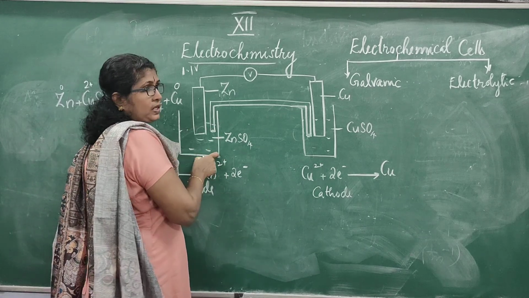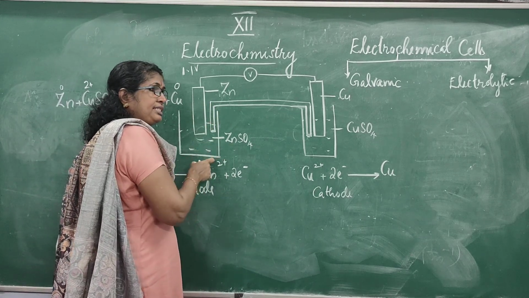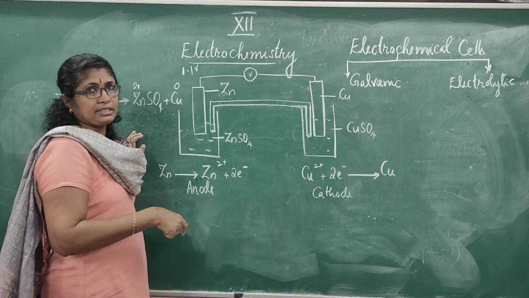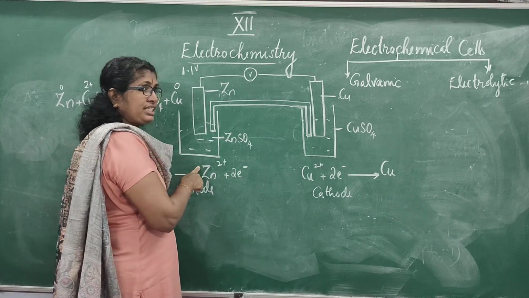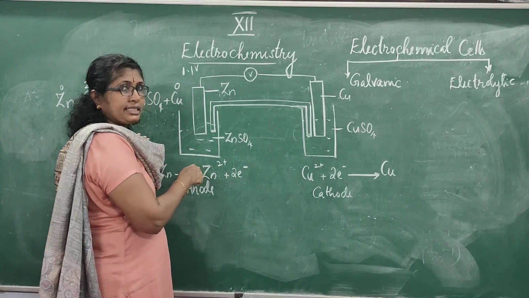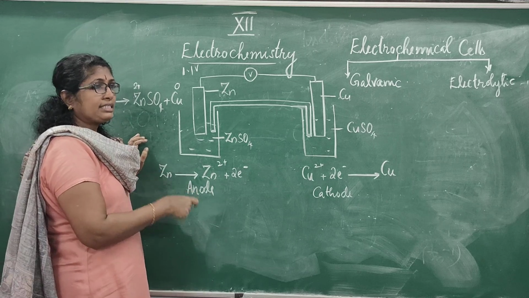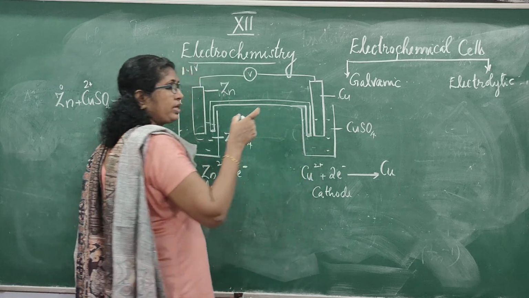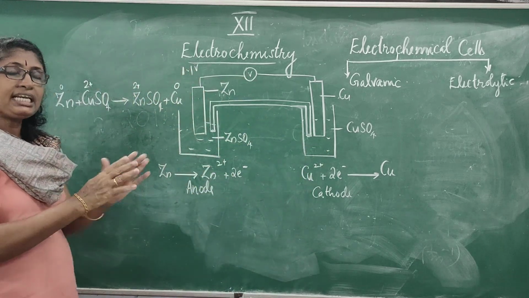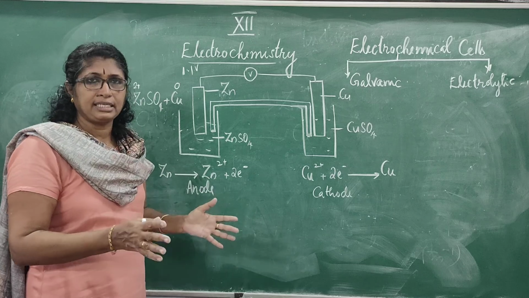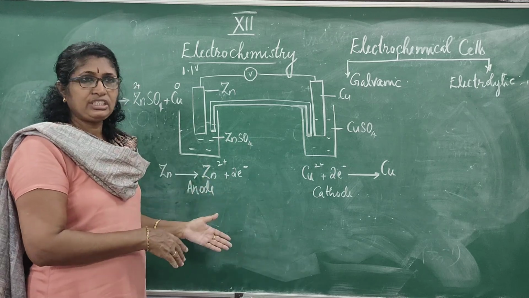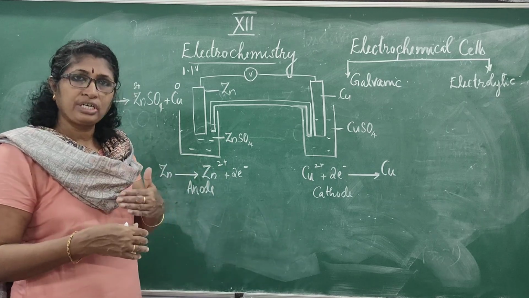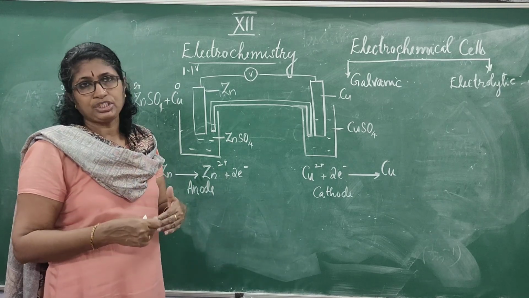This setup, a metal with a salt solution, is called a half cell. Here zinc is dipped in zinc sulfate, it is a half cell. Copper is dipped in copper sulfate, it is another half cell. The one in which oxidation is taking place, the zinc in zinc sulfate, is called the oxidation half cell, and wherever reduction is taking place it is called the reduction half cell. So a cell consists of two half cells.